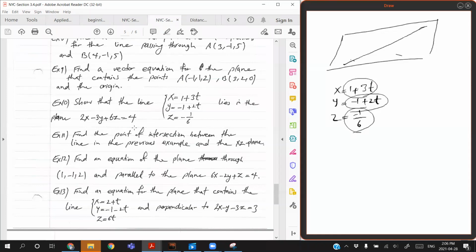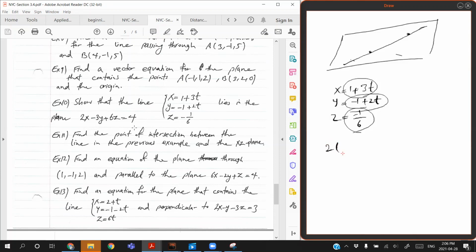The other way of doing it would be to find 2 points from the line, and make sure that those 2 points also are in the plane. Logically, since both of them are flat, if 2 points from the line also belong to the plane, then the whole line is within the plane. But the first method is easier.